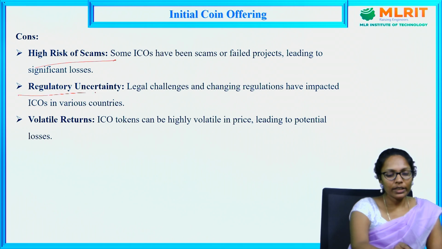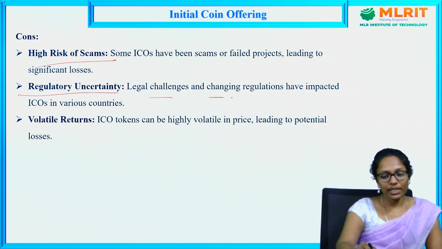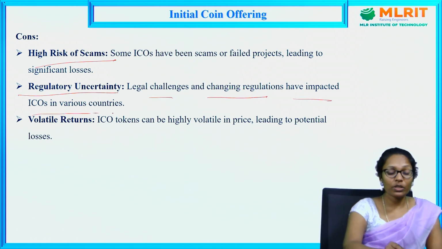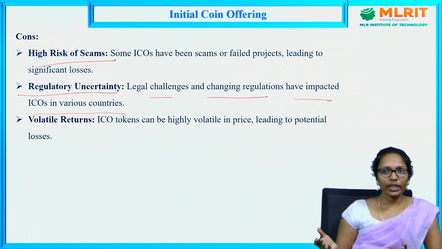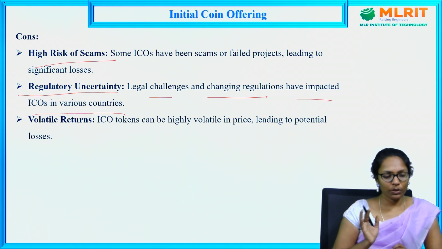Regulatory uncertainty: legal challenges and changing regulations have impacted ICOs in various countries. For example, today we have some rules and regulations. Tomorrow the rules and regulations may be changed by the government. If the government changes the rules and regulations, the ICO will also have to change accordingly. That also we need to check.